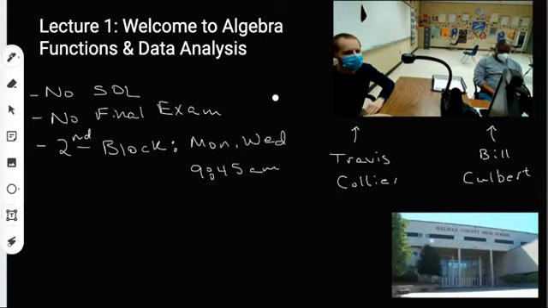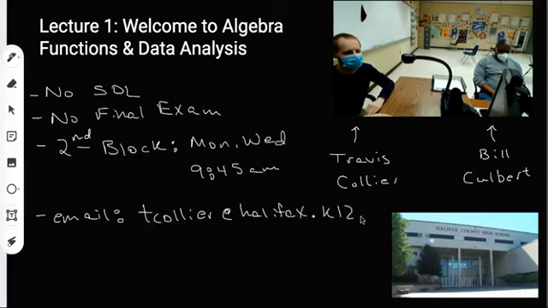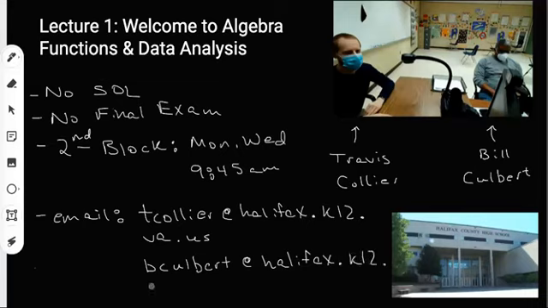If you ever need to contact me or get in touch with me, I'll put my email address down and I'll put Coach Colbert's email as well. Mine is tcollier at halifax.k12.va.us. So that's my email address if you ever need to get in contact with me. Coach Colbert's email address is going to be bcolbert at, same thing, halifax.k12.va.us. So if you ever need to get in contact with us, those are the two email addresses that you need to know. Okay?